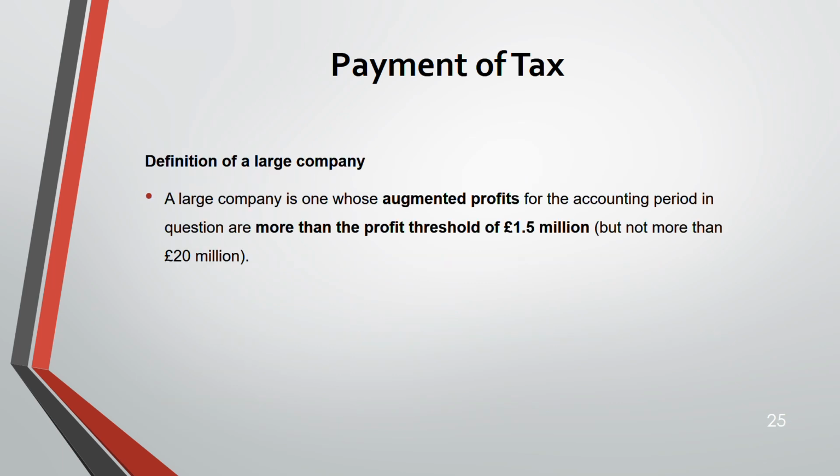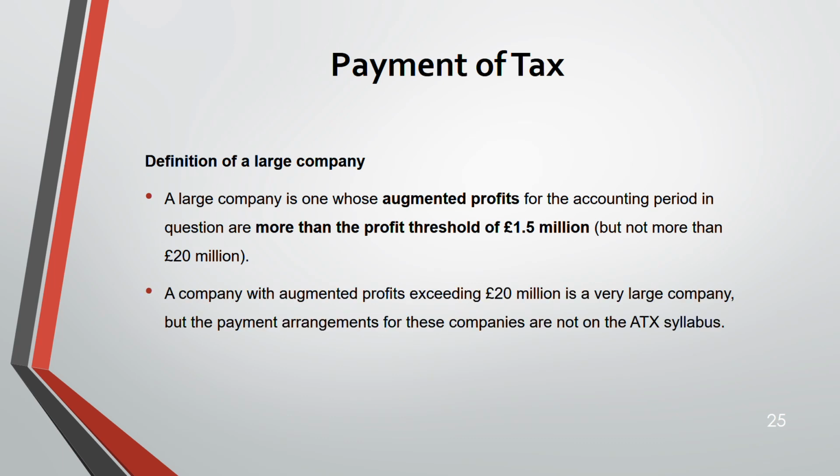What is the definition of a large company? A large company is one whose augmented profit for the accounting period is more than the profit threshold of 1.5 million, but not more than 20 million. A company with augmented profit exceeding 20 million is a very large company, and that is not tested in your ATX syllabus because the payment arrangements for these companies are different. They will not be asked in ATX, so don't worry. You will never be given profit of more than 20 million.